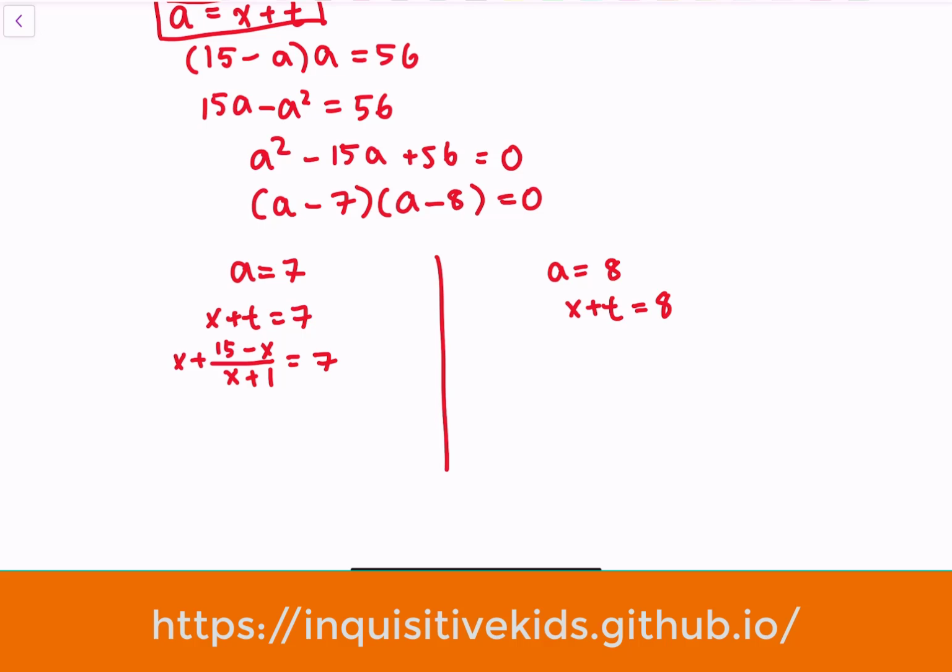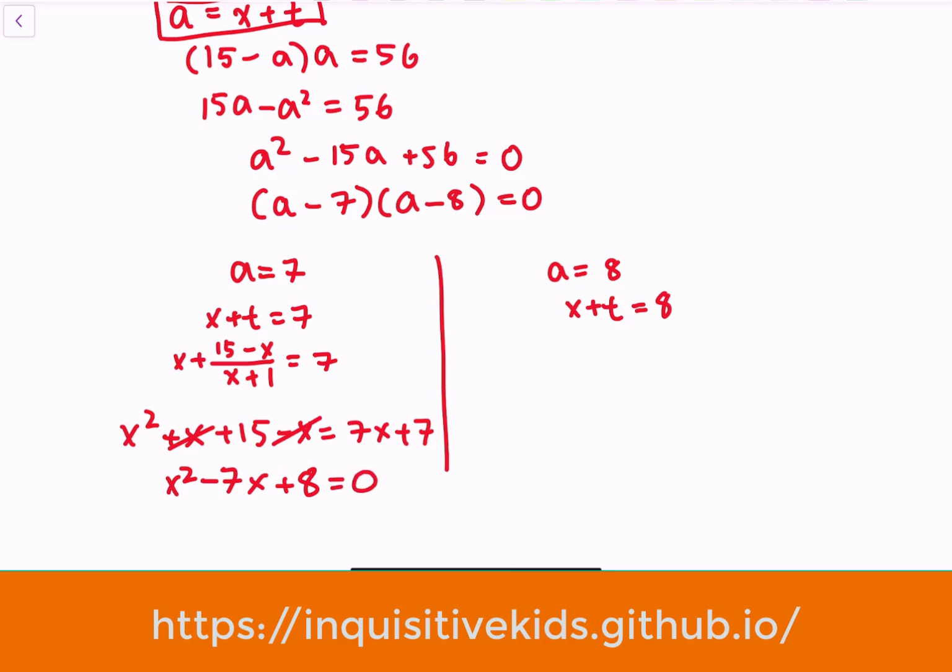We can multiply x plus 1 on both sides. x squared plus x plus 15 minus x is equal to 7x plus 7. These two terms cancel out, and we are left with x squared minus 7x plus 8 is equal to 0.